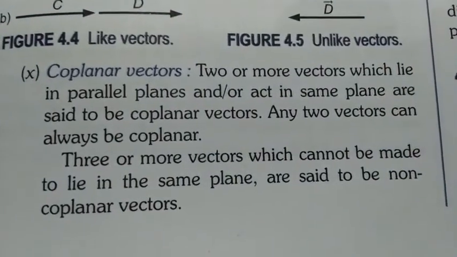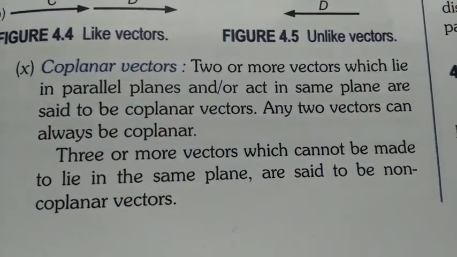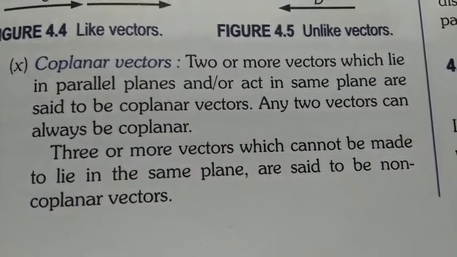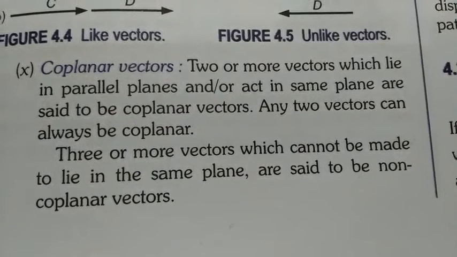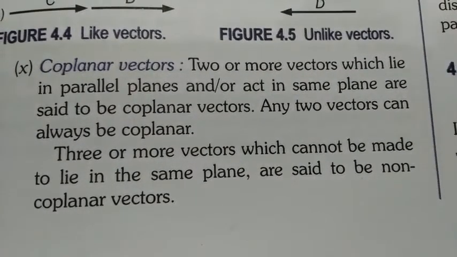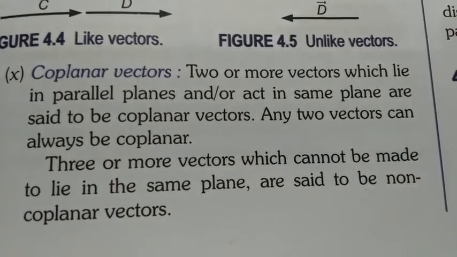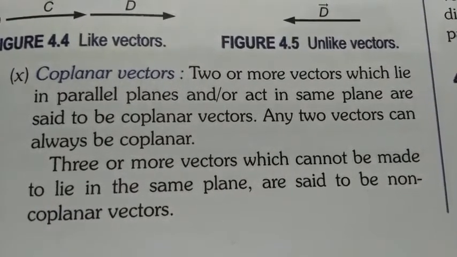Then we have coplanar vectors. If two or more vectors lie on the same plane, they are called coplanar vectors. And those which are not on the same plane are called non-coplanar vectors.